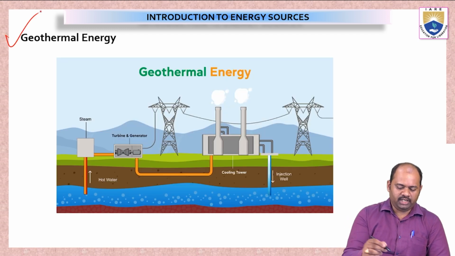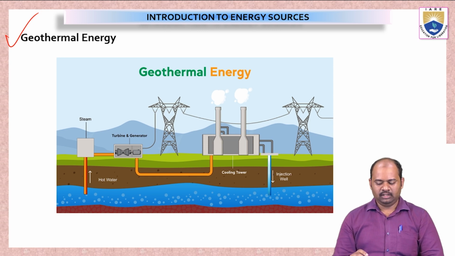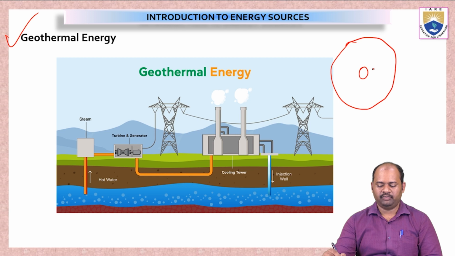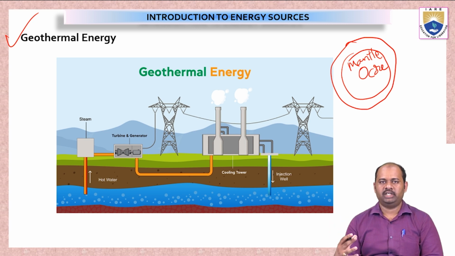And next one is geothermal energy. Geothermal energy is a kind of energy where electricity is produced with the help of geothermal heat. We all know that the inner part of the earth is very hot. The innermost part of the earth is called the core, and after that the mantle is there. So different layers of the earth are there, and all these layers are very hot. They are so hot that the rocks and stones inside the earth are converted into molten magma.